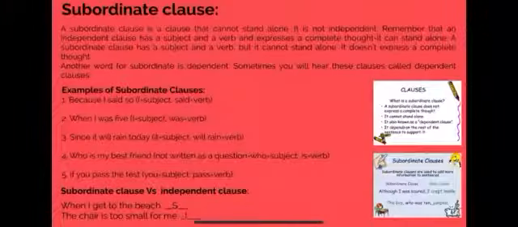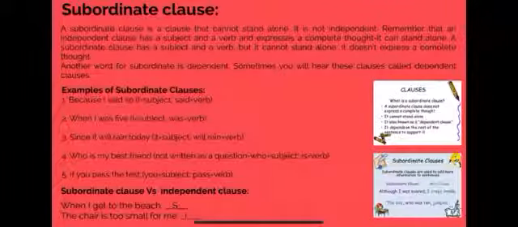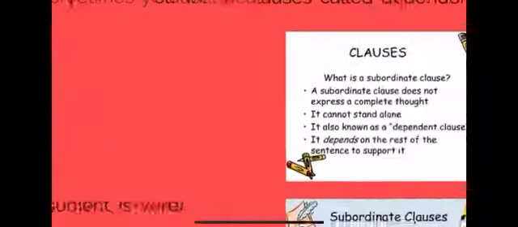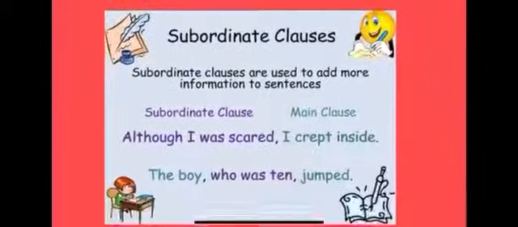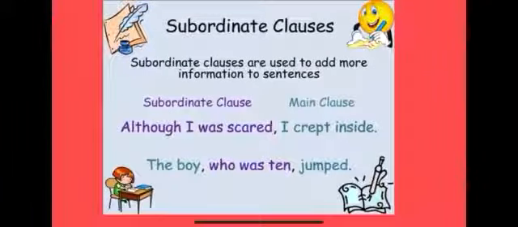So this is what a subordinate clause is. Let's see what's written over here. What is a subordinate clause? A subordinate clause does not express a complete thought. It cannot stand alone. It is also known as a dependent clause. It depends on the rest of the sentence to support it. Fine, I hope you understand this now. Now here's an example of a subordinate clause. Subordinate clauses are used to add more information to the sentence.